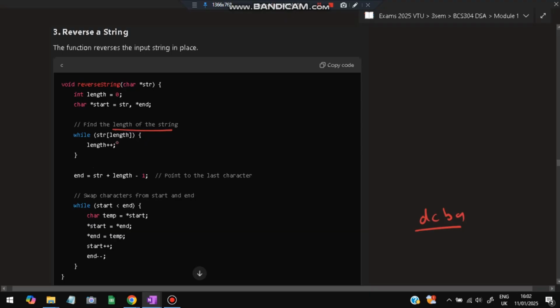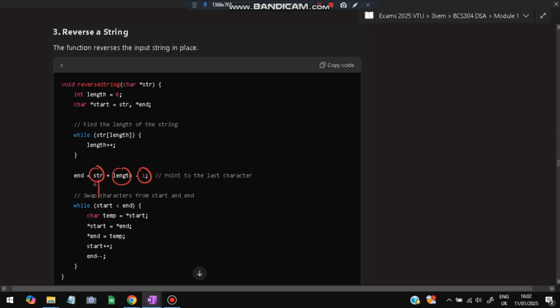First, find the length of the string. So we are calculating the length of the string, str length, and length plus plus. It will keep incrementing until it reaches the end of the string, so length holds how long the string is. Next, end is equal to str plus length minus 1, pointing to the last character.